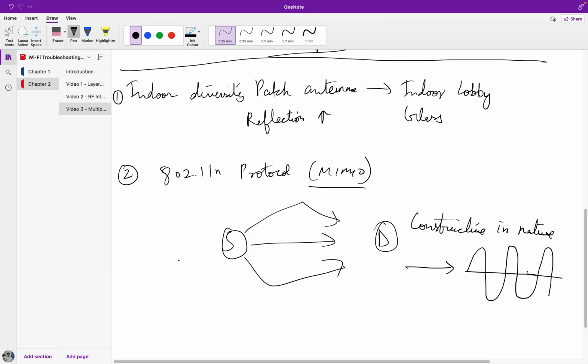So this was multipath. And again, if you want to know in detail what multipath is or what .11n is, there is a whole course that you can go to, the Wi-Fi fundamentals course. Go ahead and watch that, and you'll learn all about this. Thank you very much. See you in the next video.